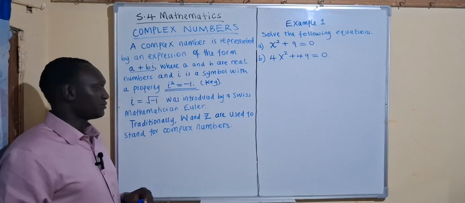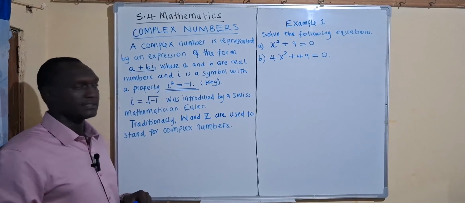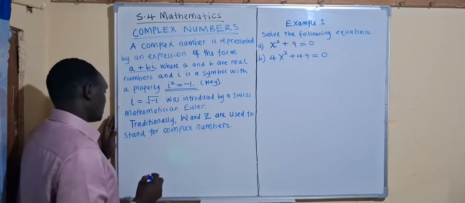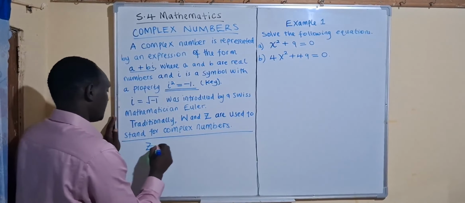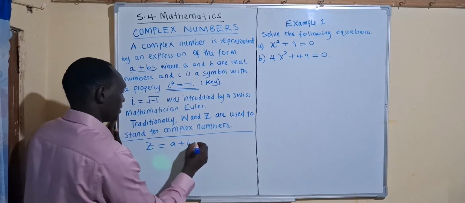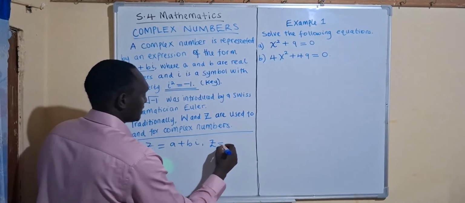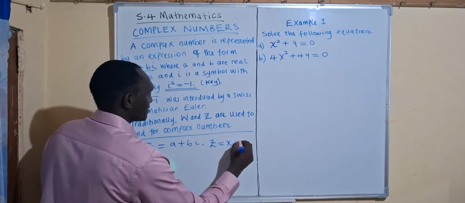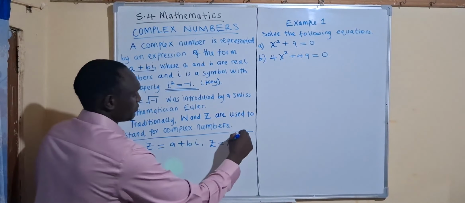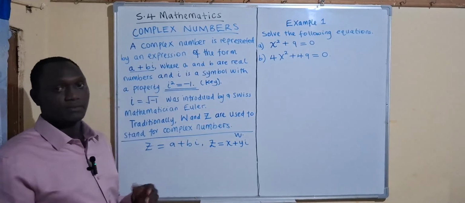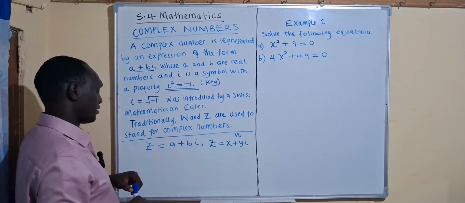Traditionally, they used W and Z to stand for complex numbers. So any complex number Z is in the form of a plus bi. In some books, the complex number Z is given by x plus yi. It is very rare to use W, but whenever you see W, you know that it is the symbol that denotes a complex number.